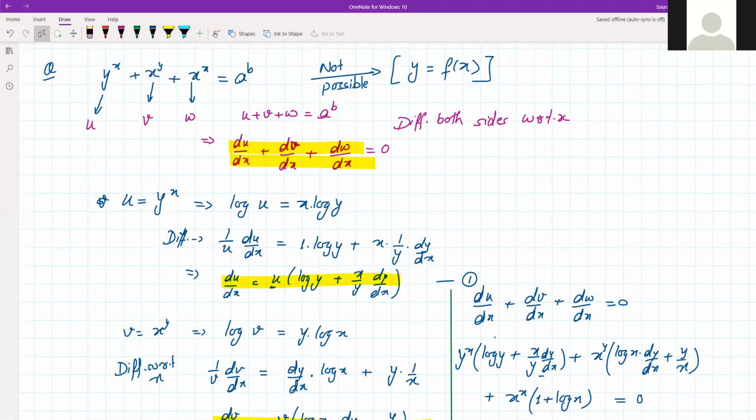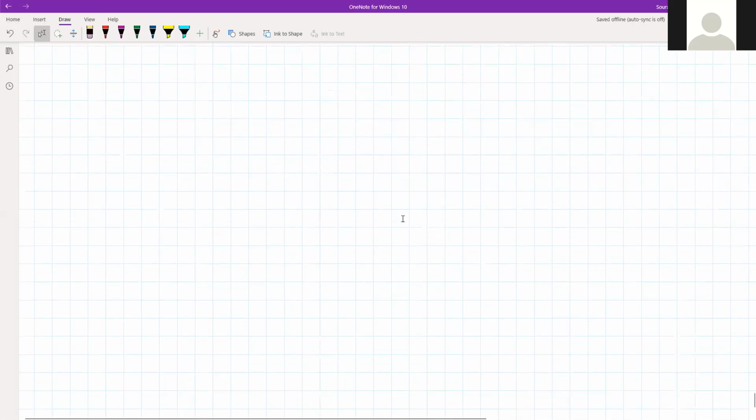So that was about derivatives, and the method was by application of logarithms on both the sides. Now the next type is functions in parametric forms.